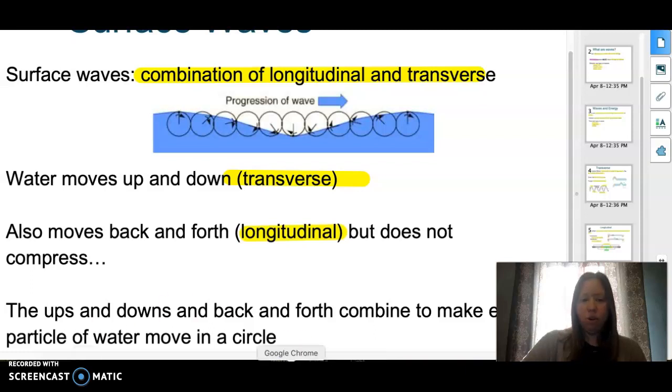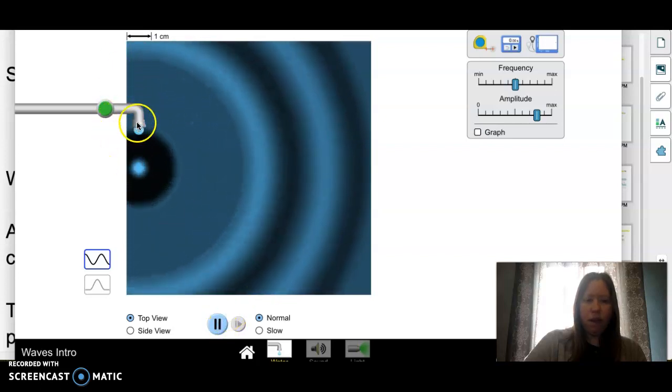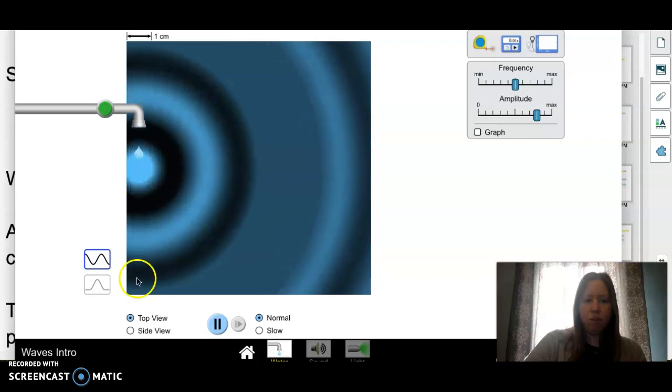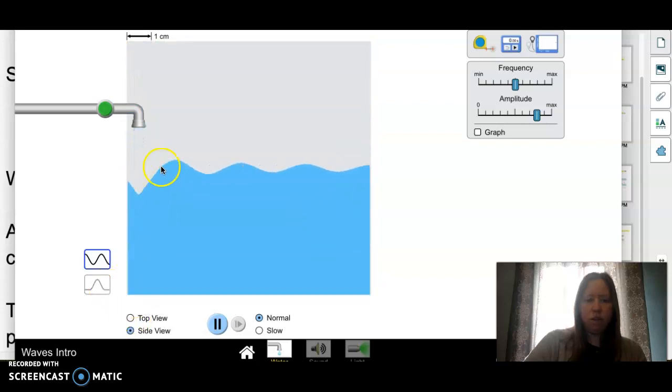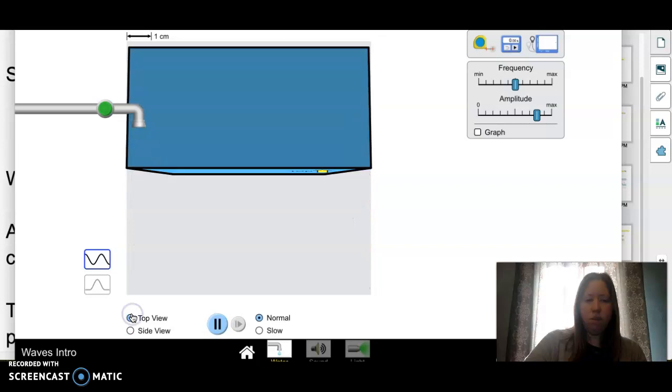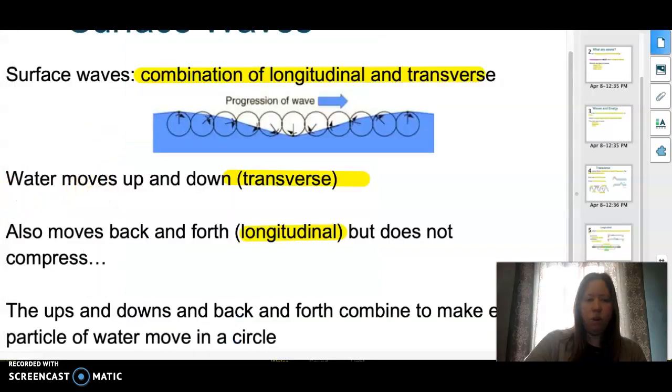All right, so I wanted to show you something like that. If this is water moving, and you're looking at it from a bird's eye view, that's how it can look like compression and rarefaction. But if I look at the side view, it looks like a transverse wave. So that's kind of how water can look. It's called a surface wave.